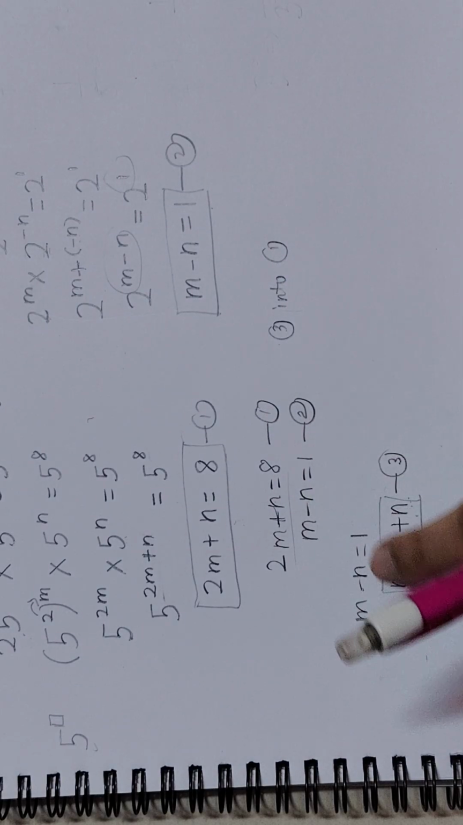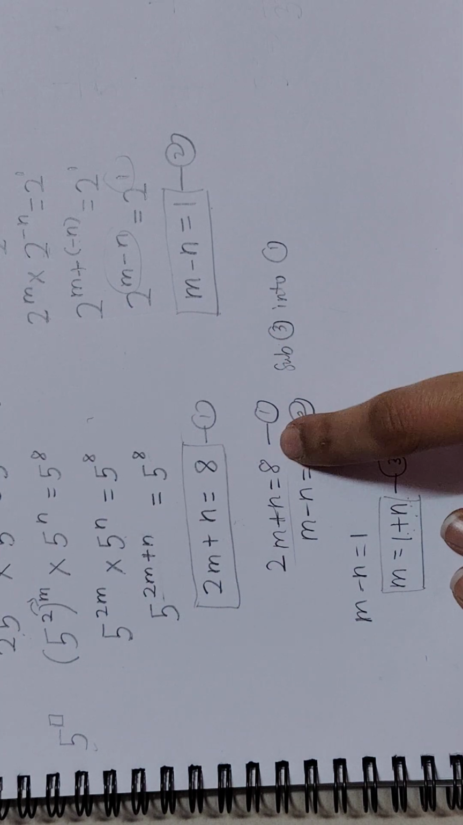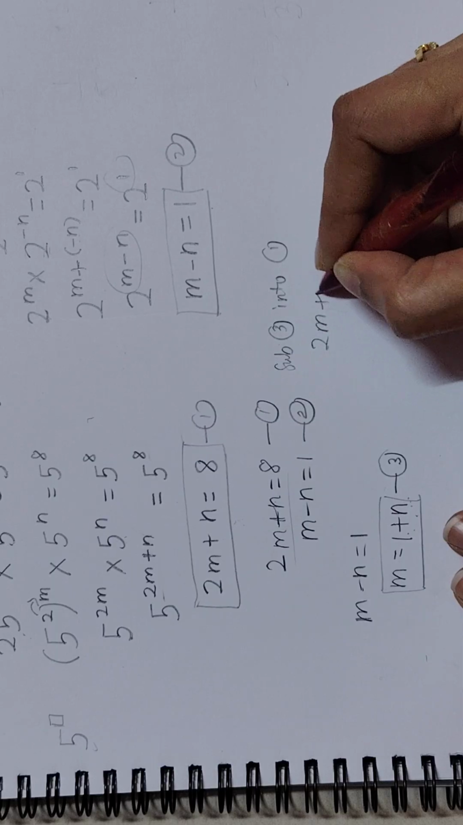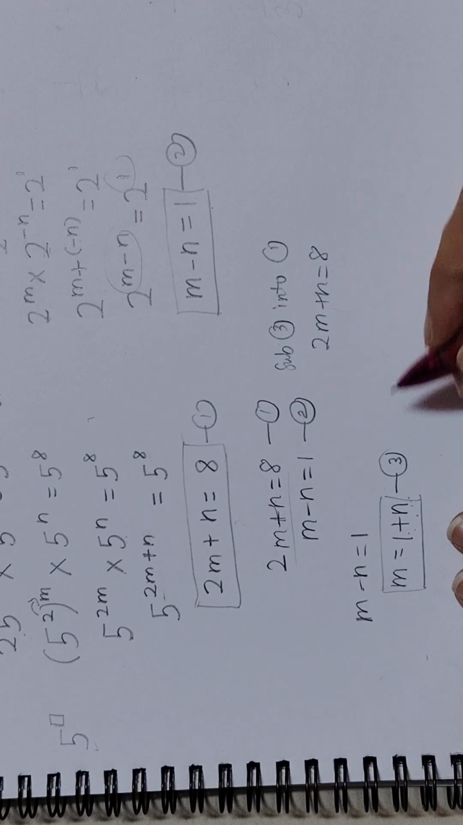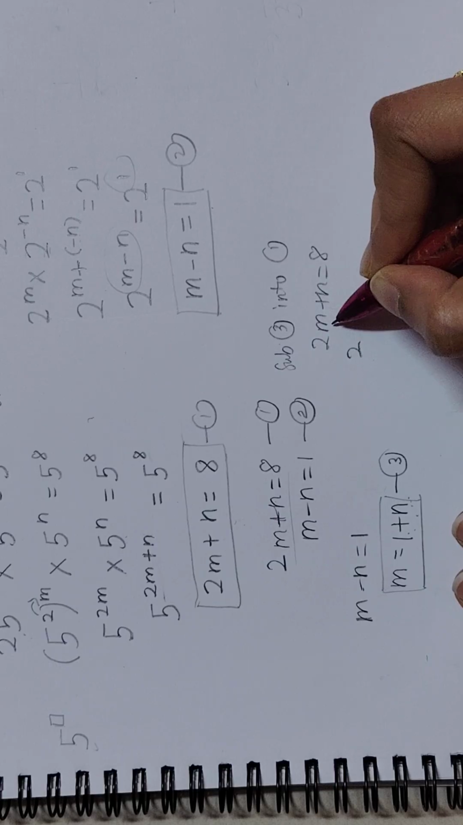So I'm going to substitute the third equation into my first equation. So what's my first equation? I read it again. 2m plus n equals 8, right? So when you substitute 2, put the 2, m, right?